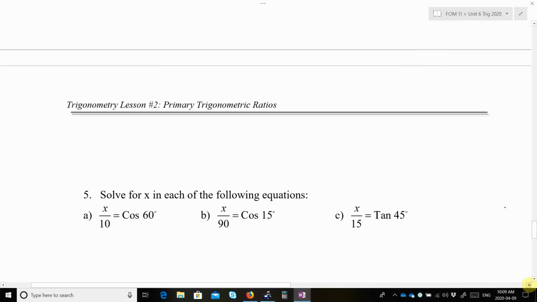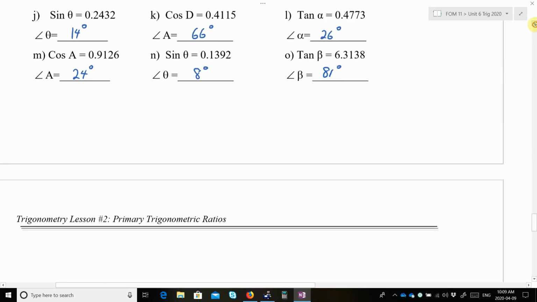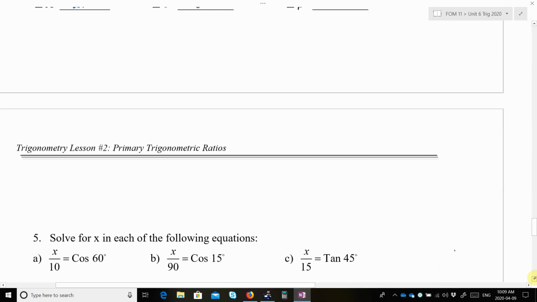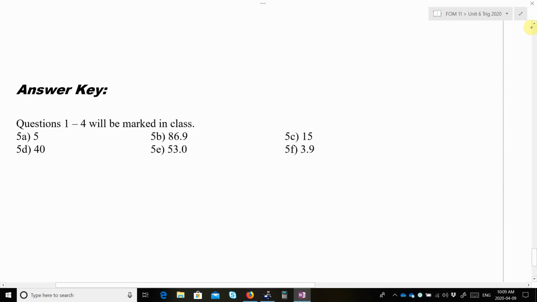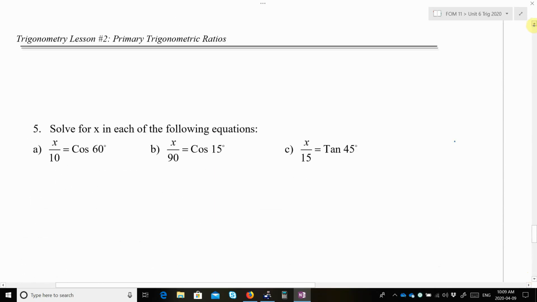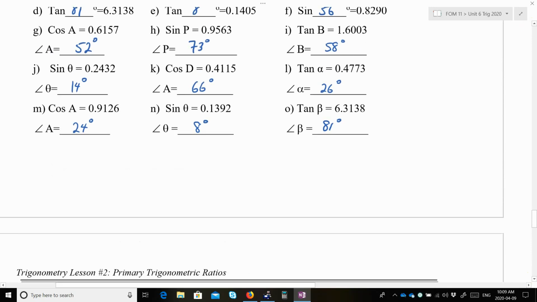Okay, there you go, everyone. That is Trig Lesson 2. Did some homework questions for you. The answers to number 5 are shown down below. Again, let me know if you have any questions, and I will send you another learning task next week.